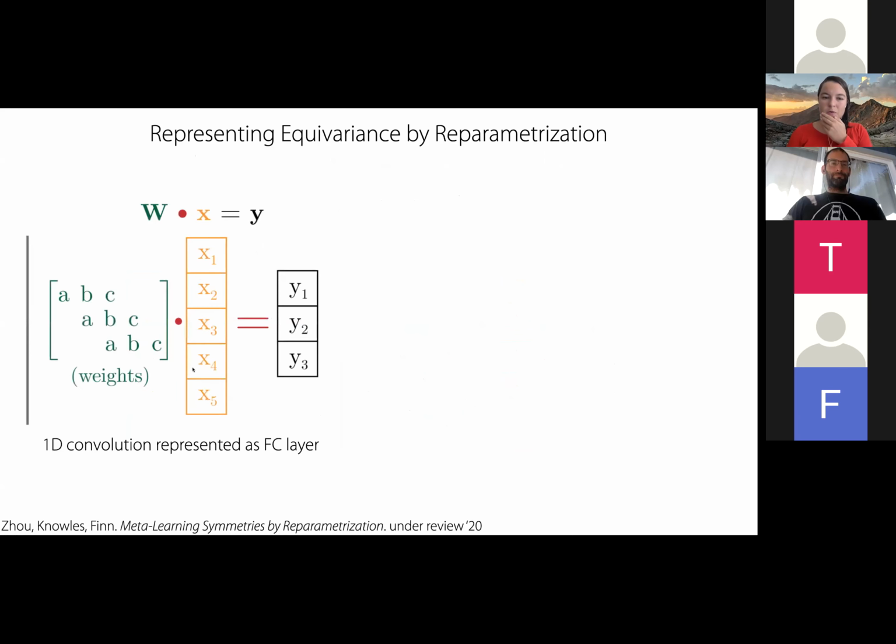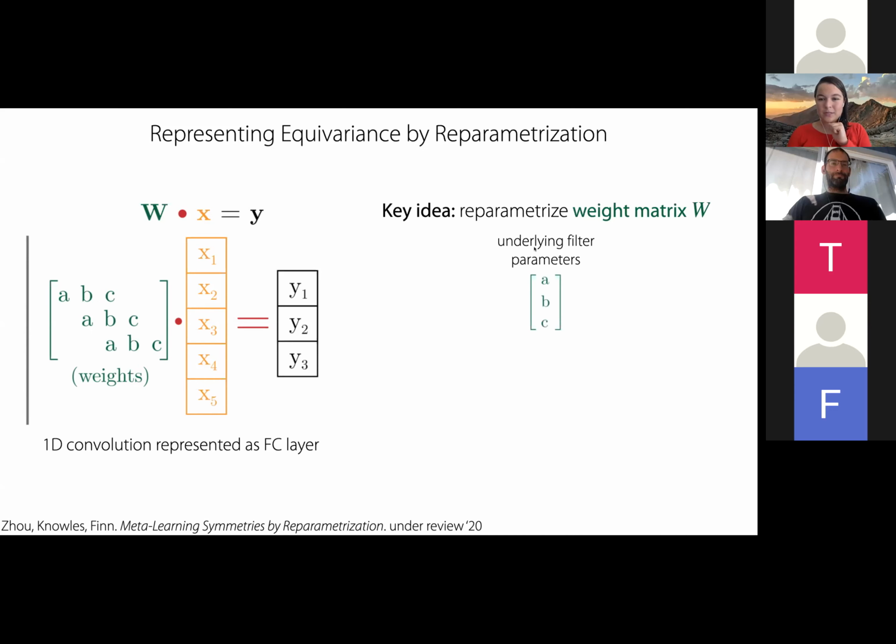Now, what we can do is, as I mentioned before, we want to try to separate out the equivariant structure from the underlying parameters A, B, and C. So what we're going to try to do is reparameterize this weight matrix W into two parts. One part that represents the weight sharing or the symmetries, and another part that represents the underlying parameters.